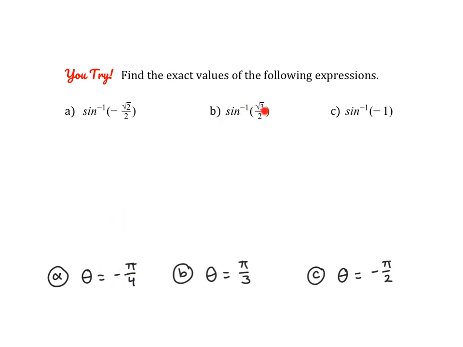Arc sine of root 3 over 2 is pi over 3 because the sine of pi over 3 is root 3 over 2. This is in quadrant 1, so it's within our range. And the arc sine of -1 will give us negative pi over 2. So remember, the way we adjust for a negative value here is to go backwards into quadrant 4.